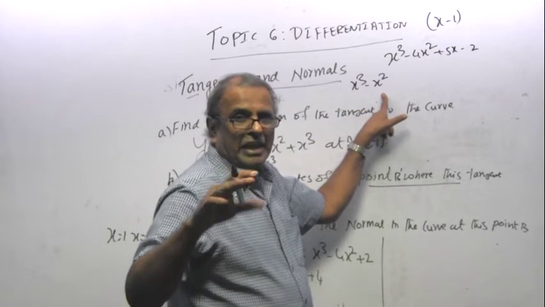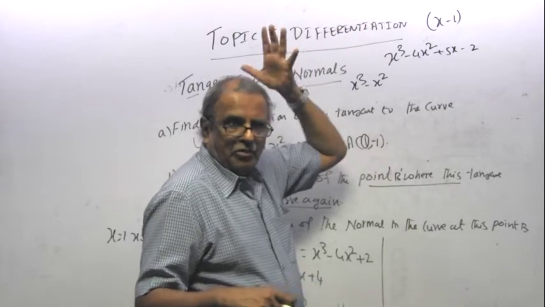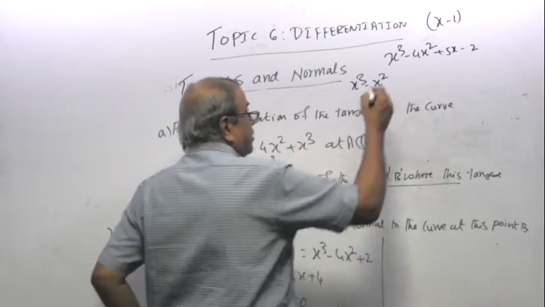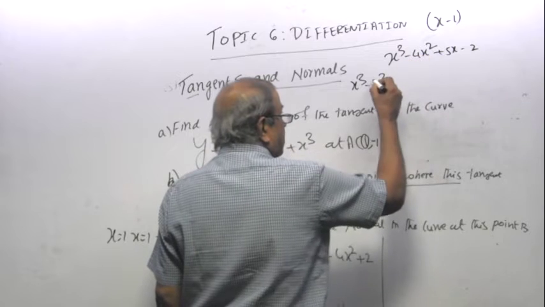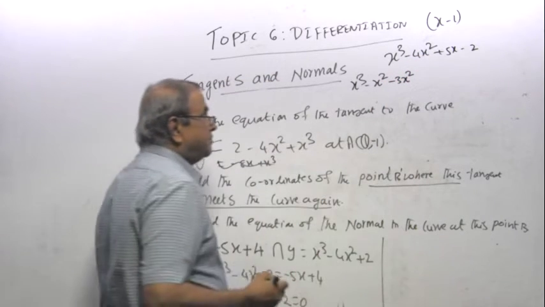Look, if it's confusing, ignore it. Just do long division. But for people who are good in algebra, I find this easier. So out of minus 4x squared, I've taken a minus x squared. So I'm left with a minus 3x squared.